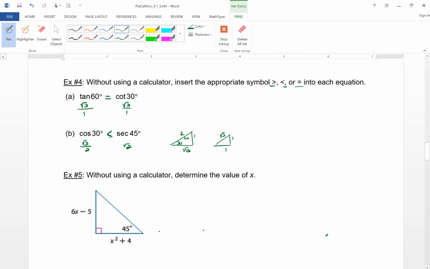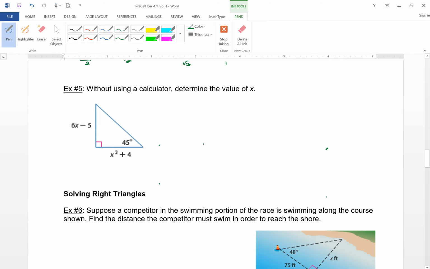Yes? For y, cotangent and tangent equal the same. It's not cotangent and tangent that are equal. It's cotangent of 30 and tangent of 60. And that's actually an identity. It's a cofunction identity, which we'll talk about in section 5.1.